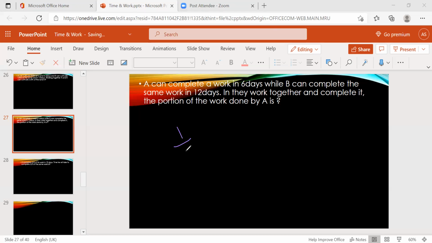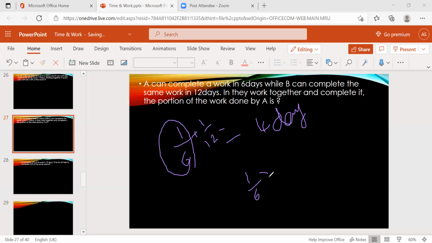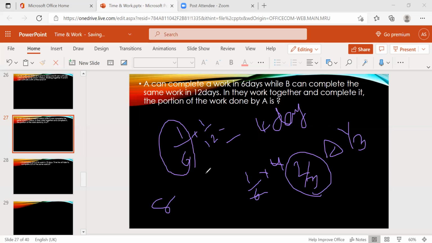I'll do it now. 1 by 6 plus 1 by 12. It's nothing but 3 by 12, which is nothing but 4 days, right? So 4 days the total they can complete. Okay, what is the 1 day work? 1 by 6. 1 by 6 into 4. It's nothing but 2 by 3. 2 by 3rd of the work A can complete. 1 by 3rd of the work B can complete. Even we got 4 before, 8 plus 4. These are 3 parts. Sorry, this is 2 parts and this is 1 part. Total is 12 parts, right? You can do anything. Okay.